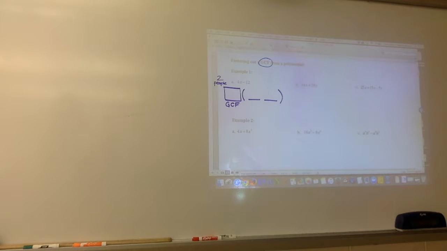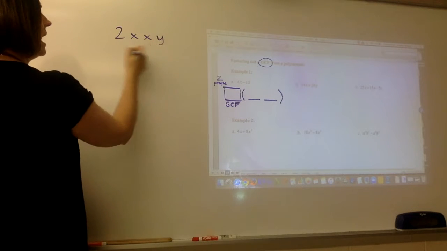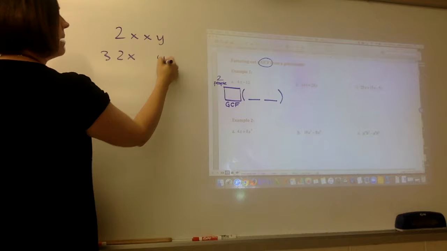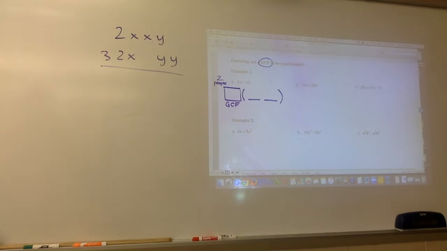Now here's the good news. Remember we did greatest common factor and we would line everything up, like 2x, xy, and we would bring down? We're not going to have to do that, because the ones I'm going to ask you to do are very simple. And this is how it works.